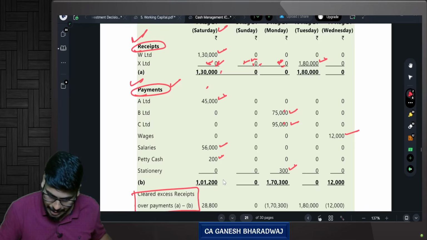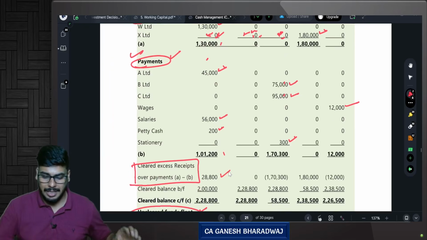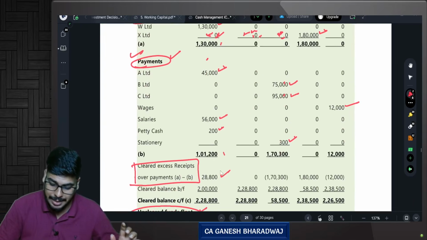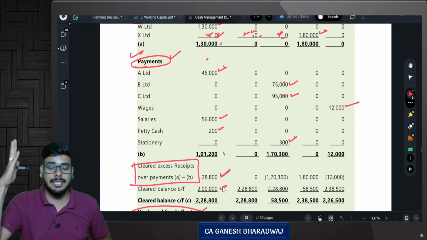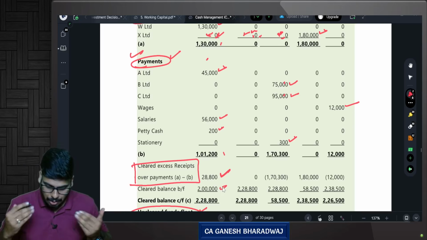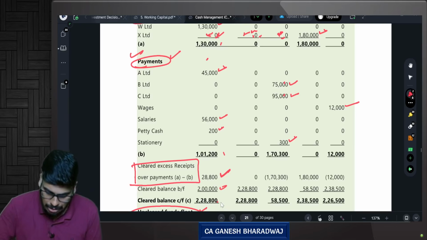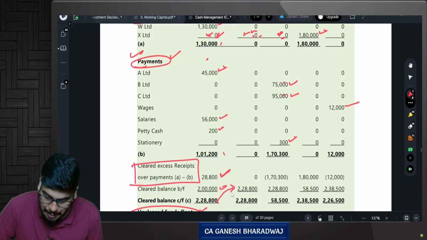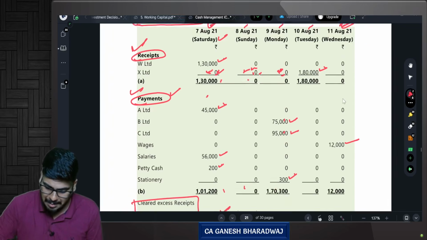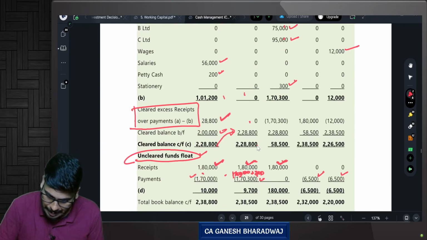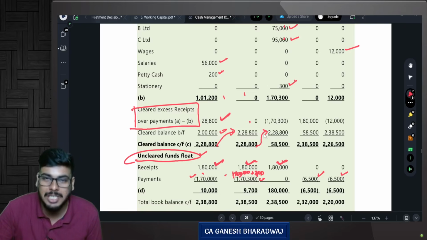So 1 lakh 30 minus 1 lakh 1,200. So excess amount, how much? Day 1, that is on 7th of August, I have how much excess? 28,800. The opening balance is already 2 lakhs. This is given in the question. So the cleared closing balance is 2,28,800. Yes or no? Now this closing balance will become the opening balance of the next day. In the next day, there are no receipts, no payments, no transactions. So that will automatically become the closing balance. Fine. This closing balance will become the opening balance for the next day.